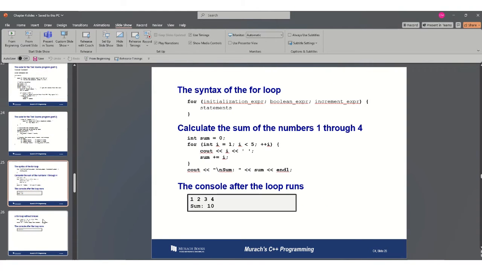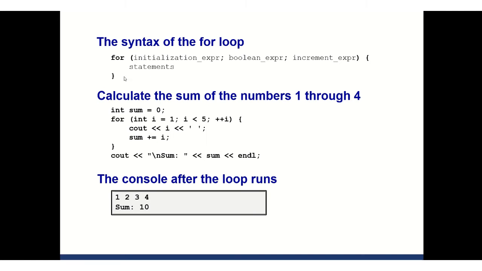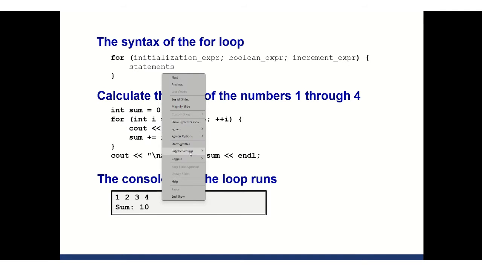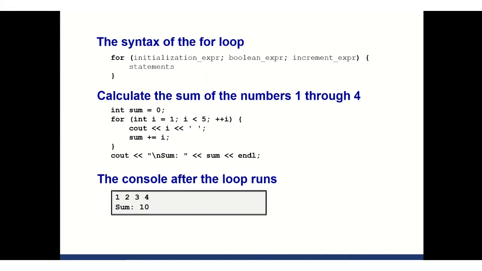Okay, so now we are going to study the for loop. The for loop's typical use case is just like that. Let me start projecting the screen. So a typical for loop simply looks like this. You have the initialization expression, then you have the Boolean expression, then you have the increment expression.